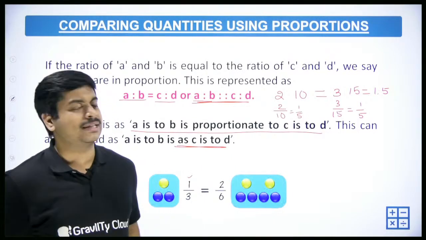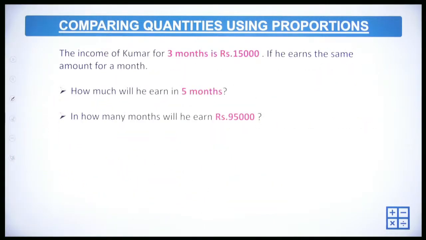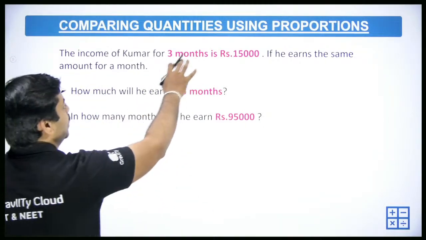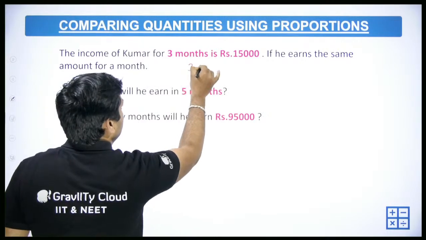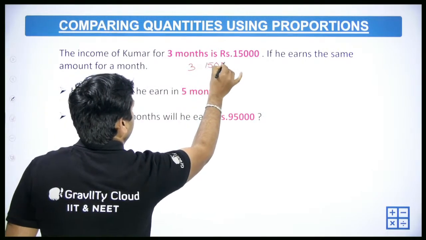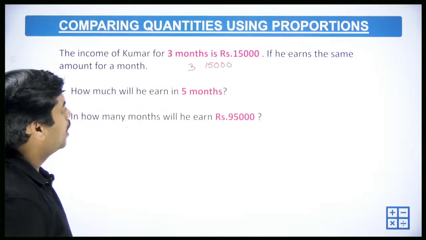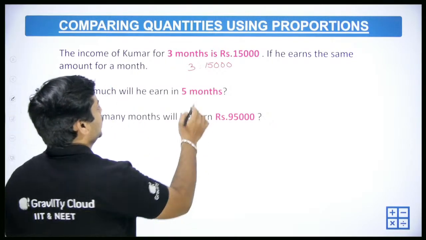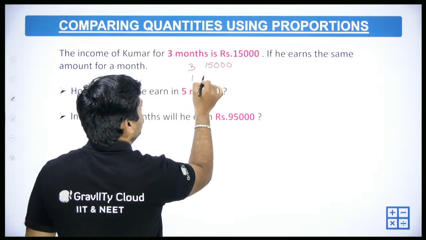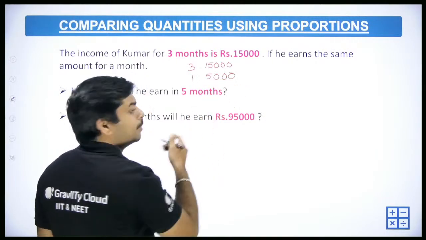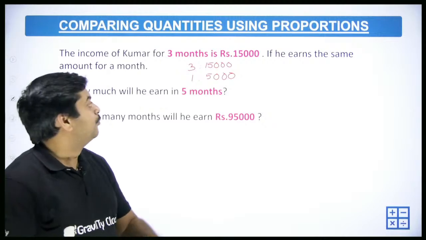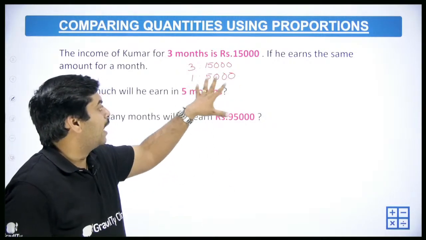Okay, this is what we have discussed. And we also discussed one more question. The income of Kumar for 3 months is 15,000. So let us say 3 is to 15,000, months is to income. That means 3 is to 15,000, or 3 1s are 3, 3 5s are 15, so 1 is to 5,000. Both are the same. They are in proportion.